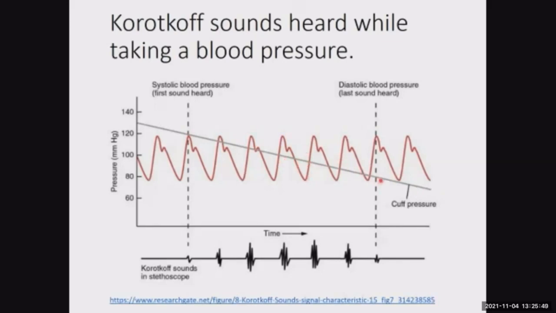Ultimately, when we get down all the way over here to where the Korotkoff sounds disappear, what we're going to have is that the pressure within our arteries is going to remain higher than our cuff pressure. And so it is going to prevent the blood pressure cuff from causing a partial or complete occlusion, just because the arteries maintain a higher level of pressure than what we're able to exert with our blood pressure cuff.